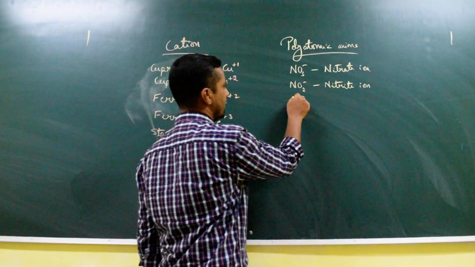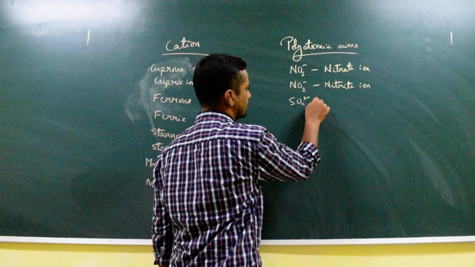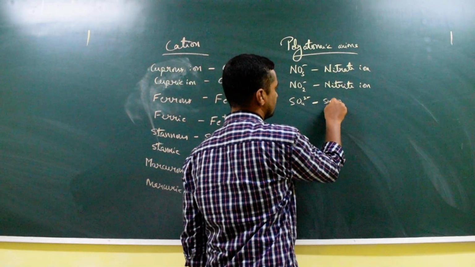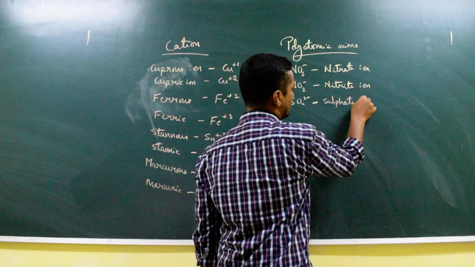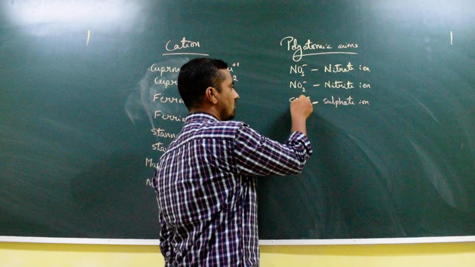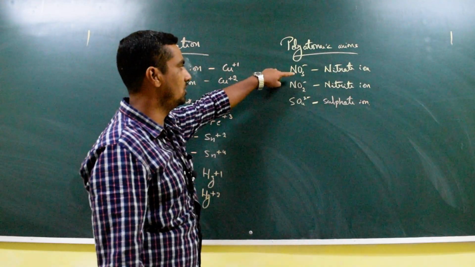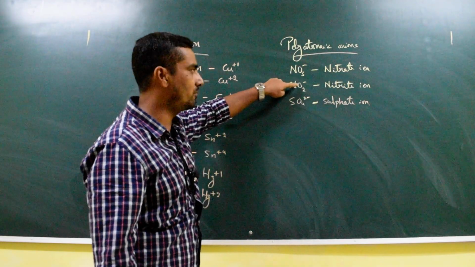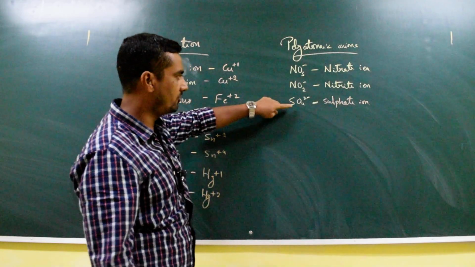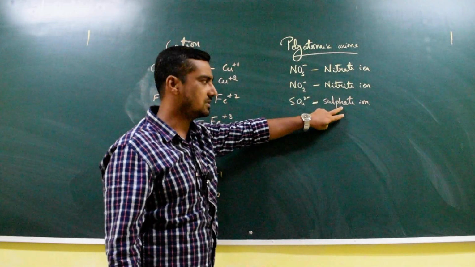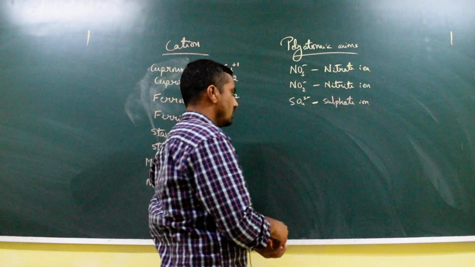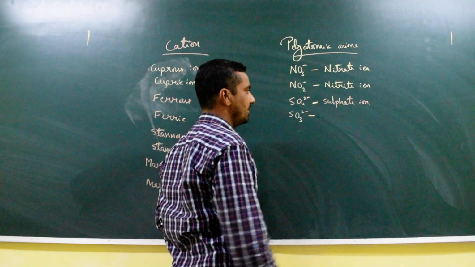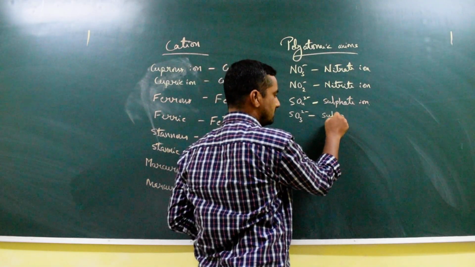One more, that is SO4 2 minus. This is sulfate ion, right? If one oxygen is less, here there are 3 oxygen atoms. Nitrate ends with "ate". If one oxygen atom is reduced, it becomes nitrite. Similarly, for SO4 2 minus, it is sulfate. If one oxygen atom is reduced, that is SO3 2 minus, so sulfate becomes sulfite.